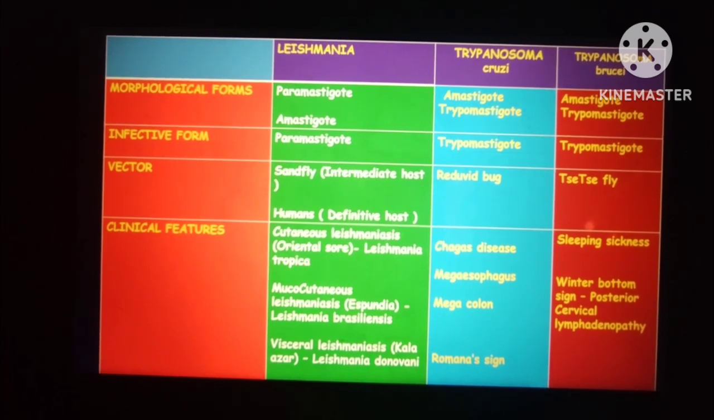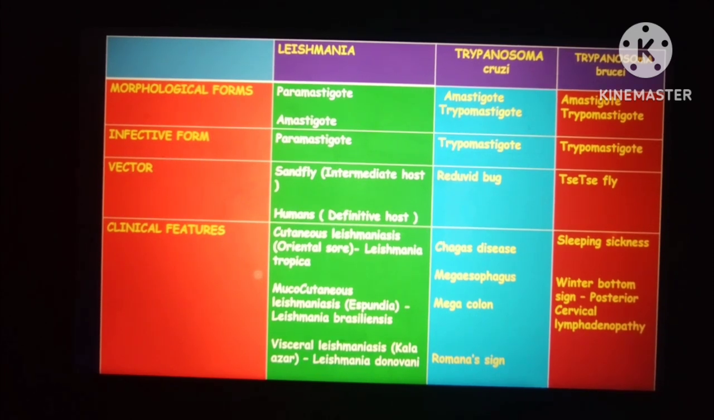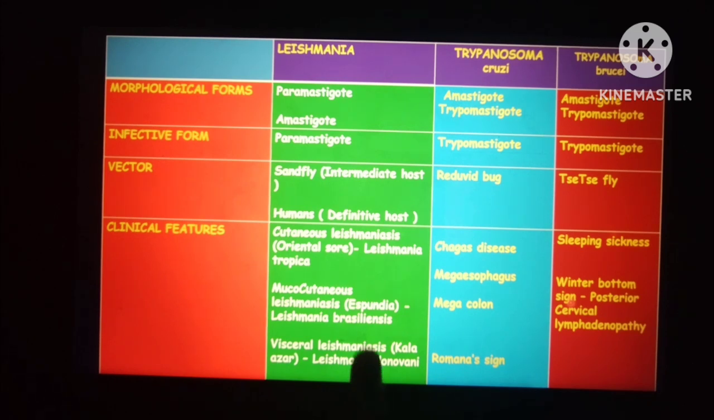And coming to Trypanosoma cruzi, it causes Chagas disease. So always remember, Chagas disease is characterized by everything being mega. That is a mega esophagus, mega colon, and Romana's sign, which is nothing but a unilateral edema of the eyes. Here Trypanosoma brucei causes sleeping sickness, and there is a peculiar sign called Winterbottom sign. That is nothing but an enlargement of the posterior cervical lymph nodes.